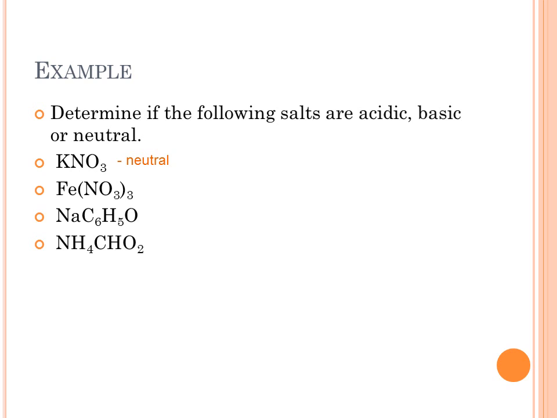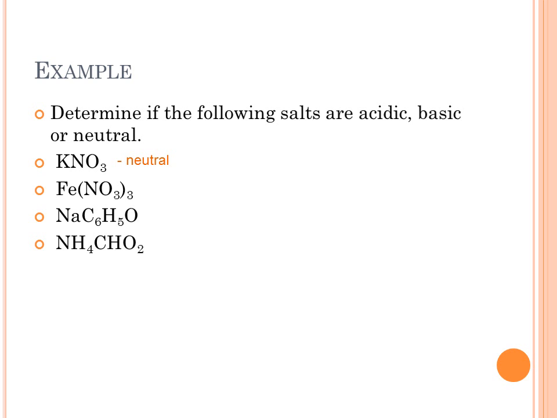Iron nitrate. Nitrate again is neutral. Iron turns out to be acidic. Many of these transition metal ions are acidic, particularly the highly charged ones. That is a Lewis acid, as I mentioned in my other acid-base equilibria presentation. And you could look back at that.